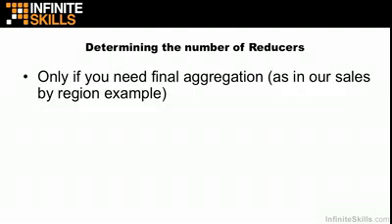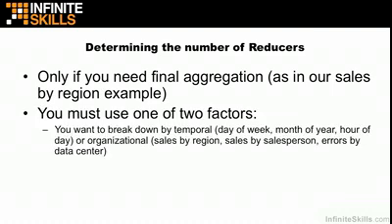The number of reducers to use is up to the developer, and developers will choose this. Again, you only need reducers if a final aggregation across all the mappers is required, as we had in our sales by region example. If it's important to you to break down your job outputs by temporal or organizational buckets, such that you end up with one file for every day of the week, one file for every month of the year, hour of the day, sales by region, or sales by salesperson, you can use the number of reducers to determine that, and then route your keys using a partitioner such that all of Monday's keys go to reducer 1, Tuesday's go to reducer 2, so on and so forth.